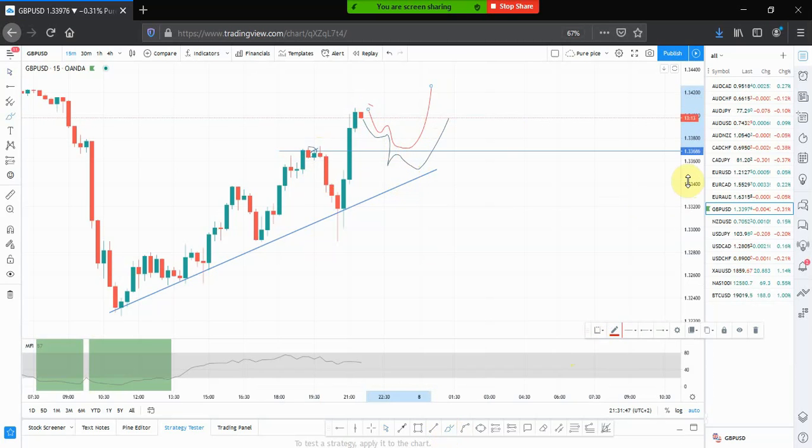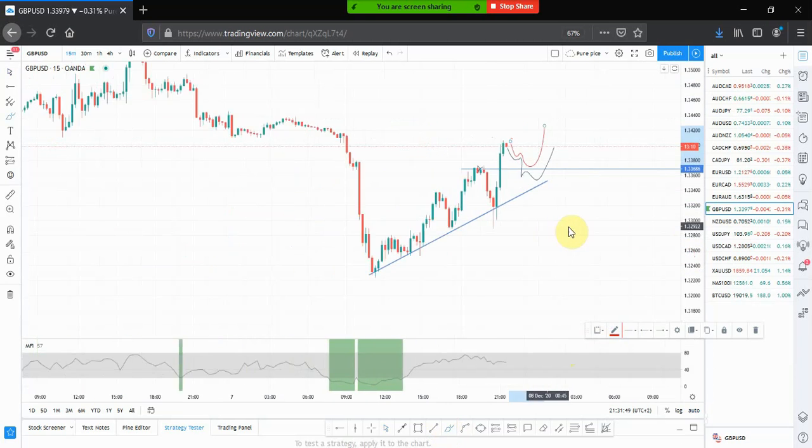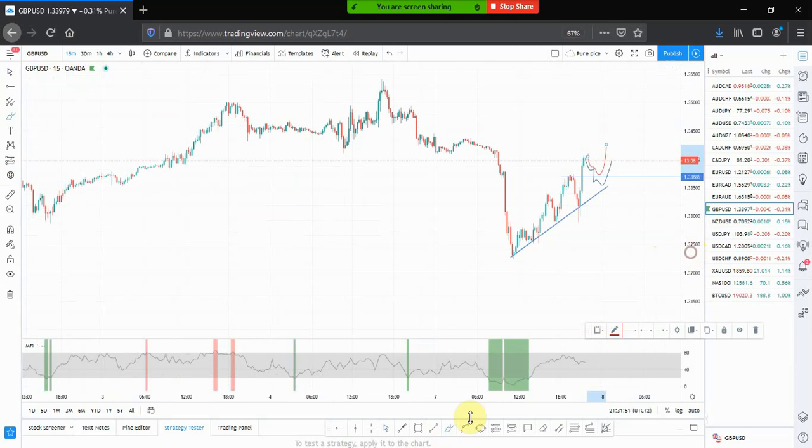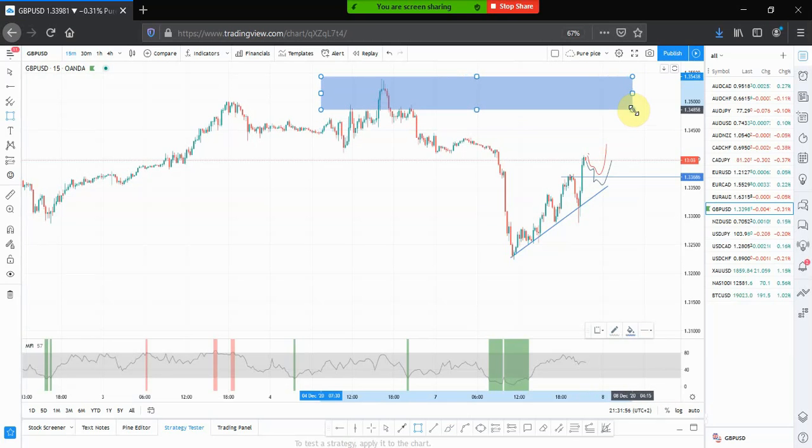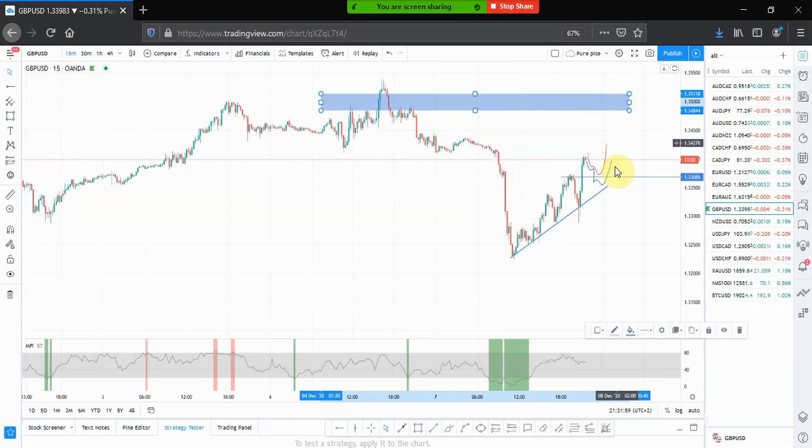But remember that your targets shouldn't be very wide or very big. Remember that here is our limit. So you don't have to have a huge target. So that's what you can do in this pair. So let's check another one.